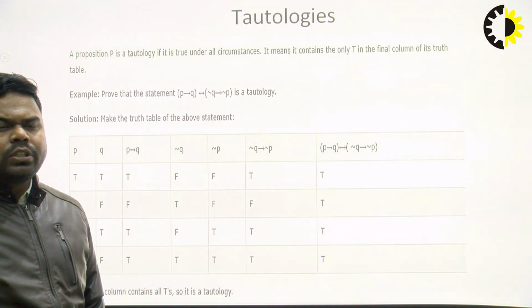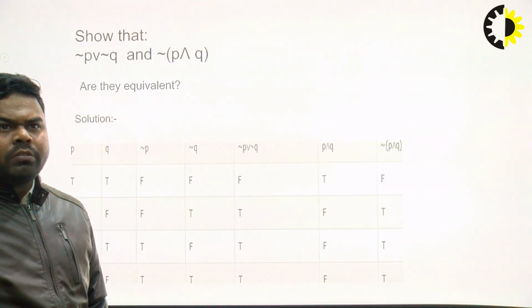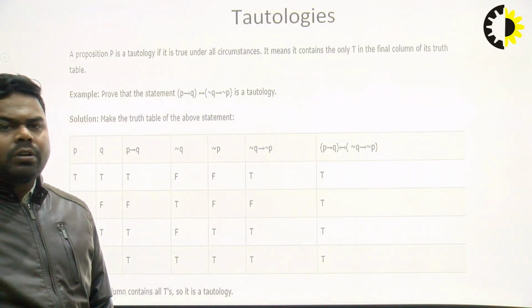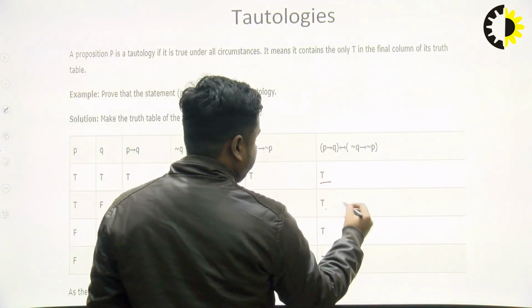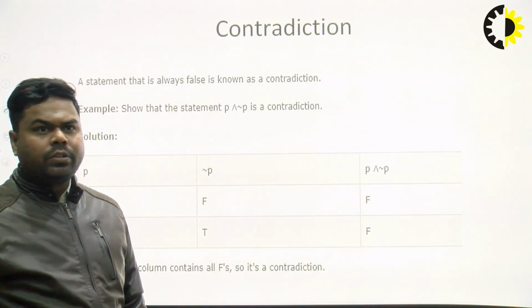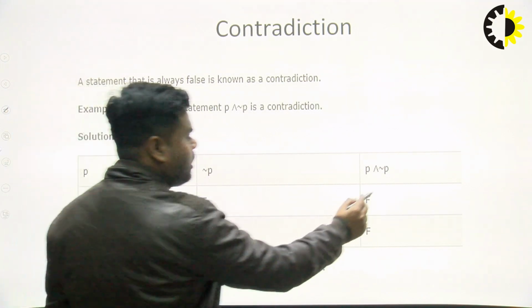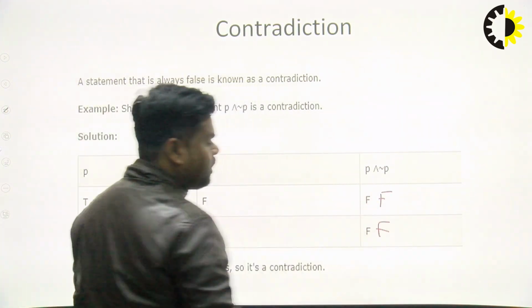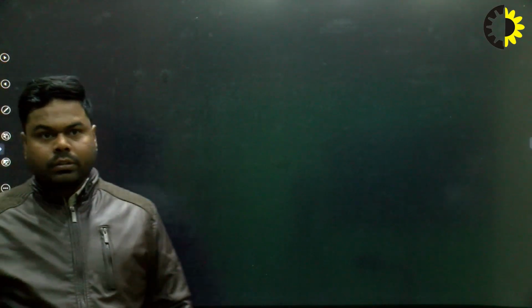Okay. These are the tautologies. Tautology means all the statements are true. If all the conclusions are going to be true, it can be said to be a tautology. Contradiction means if all the statements are going to be false, this is called a contradiction. And thank you.